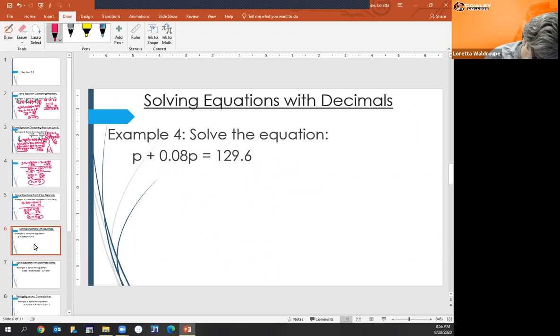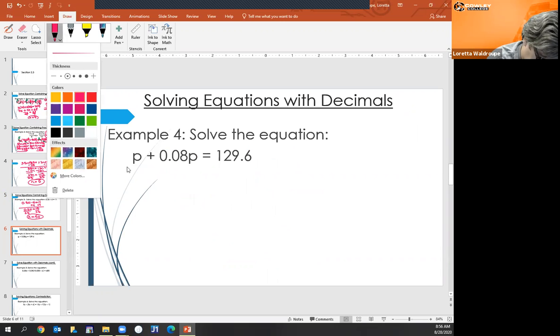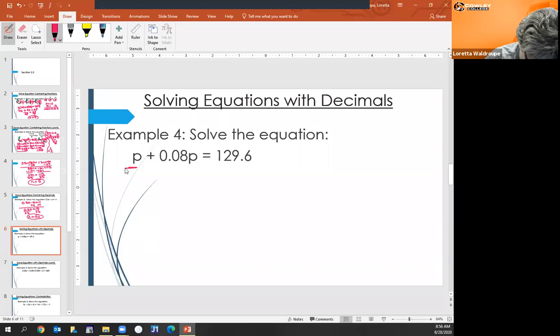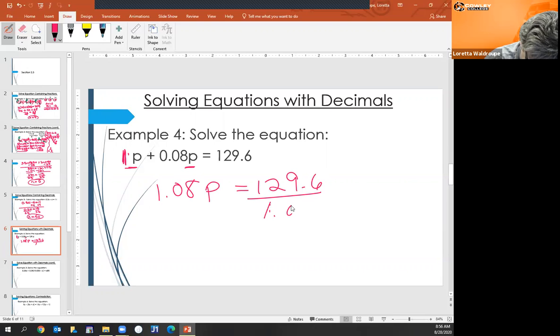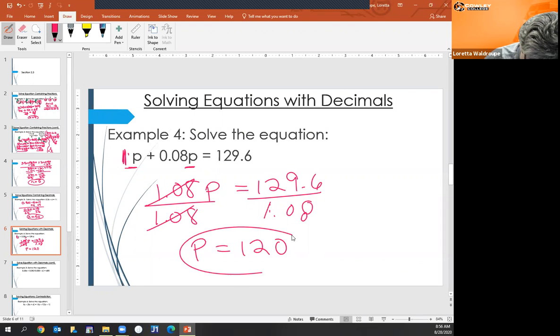Now in this, you see that both terms on the left-hand side have a p. There's not a number in front of this first p, but it's an understood 1. So 1 plus 0.08 is 1.08p. Divide both sides by 1.08, which cancels on the left. And you get p equals 120.